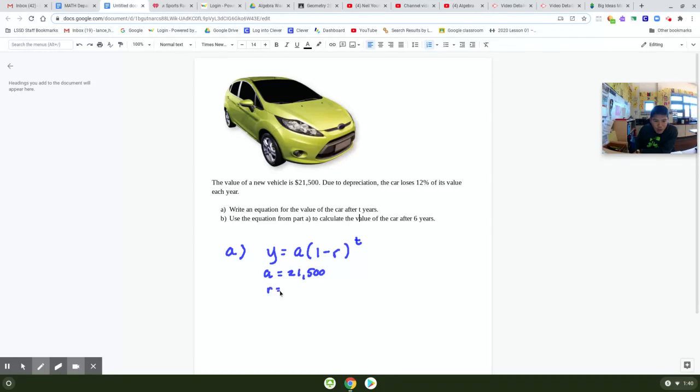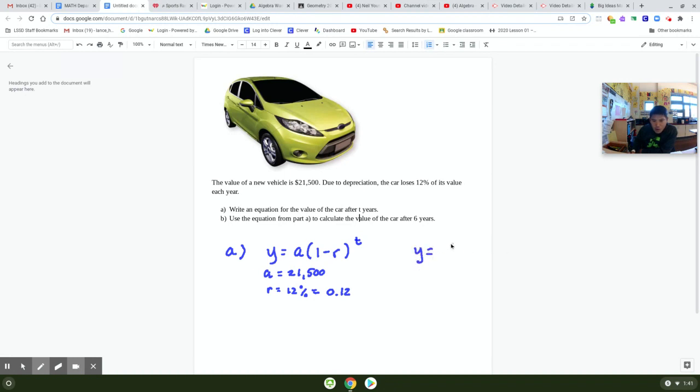R is 12%. That's a percent decrease, but I want to change that to a decimal. So I divide the 12 by 100 or just move the decimal 2 places to the left. So as a decimal, that'd be 0.12. And then T is the time in years. We'll actually calculate the value of the car in 6 years on part B. But then on part A, your equation or my equation should look like this.